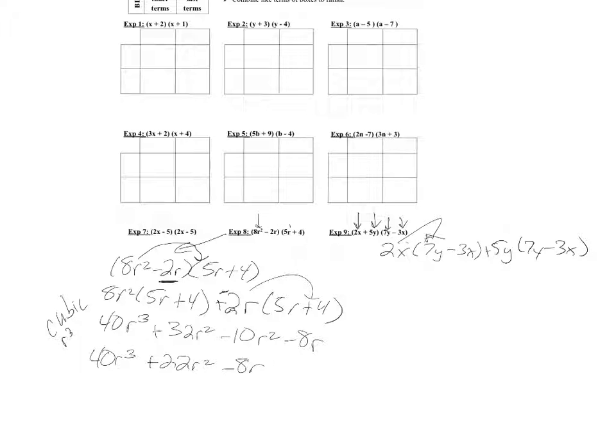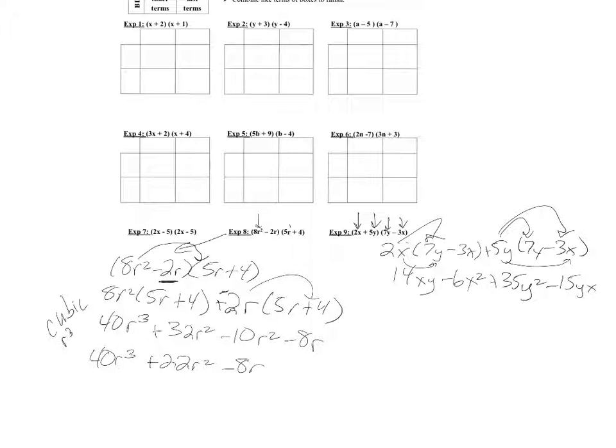2 times 7 is 14. X times y is xy. So that looks a little bit different this time. All right, but that's okay. It just looks different. We're going to still do the same steps. 2 times negative 3 is negative 6. X times x is x squared. Then 5 times 7 is 35. Y times y is y squared. And then 5 times negative 3 is negative 15. And then y times x is yx.